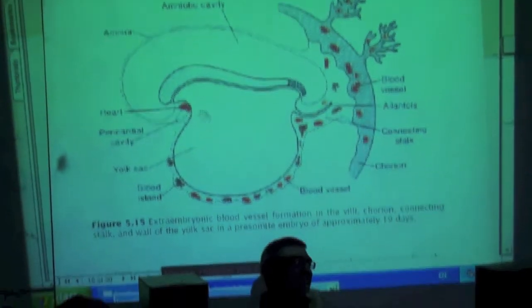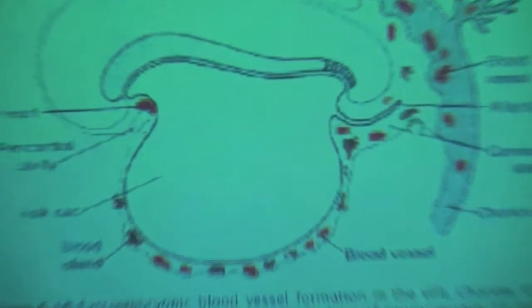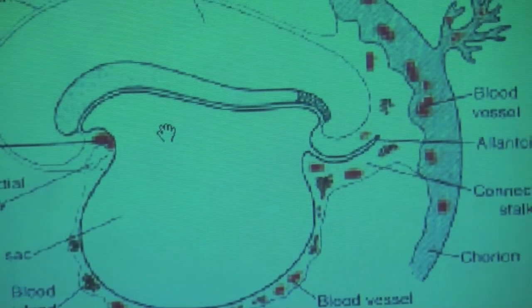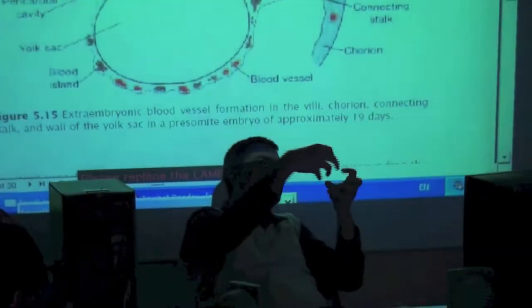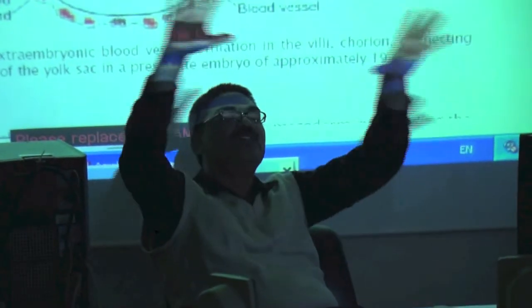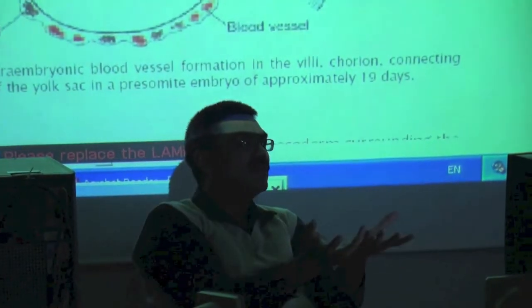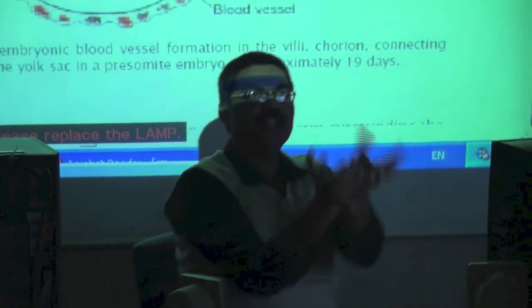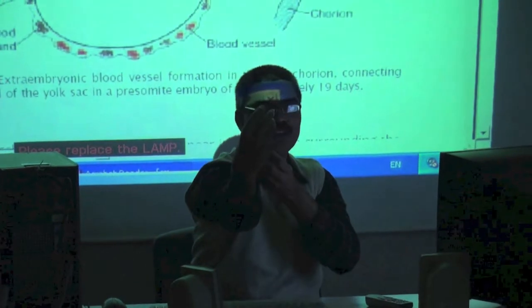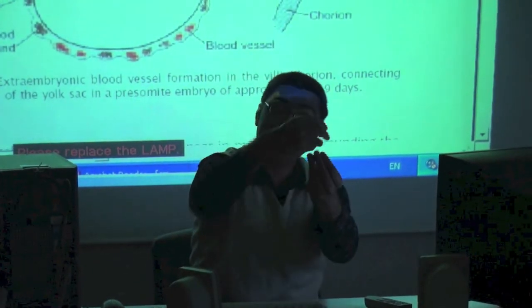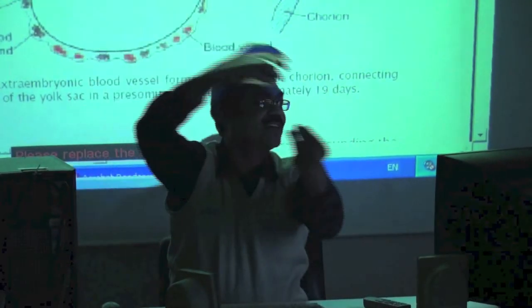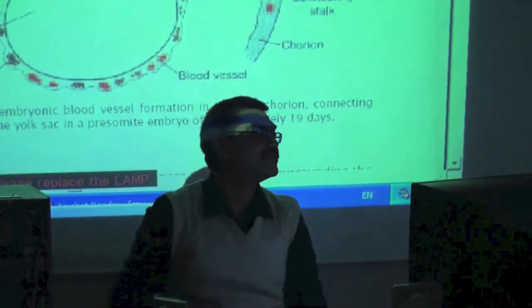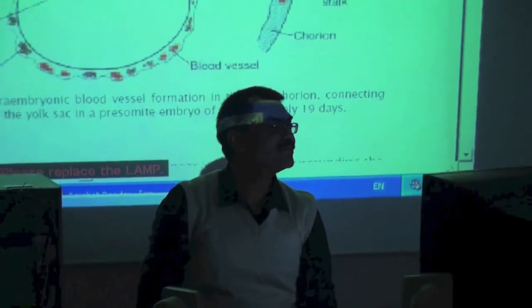Now, before going to the end, I come here. This is the allantois. Now what happens? You can see the posterior wall of the yolk sac. Just imagine a balloon. This balloon is the yolk sac. This balloon has an anterior wall and a posterior wall. The posterior wall of the balloon, with folding, goes inside the stalk and becomes the allantois.